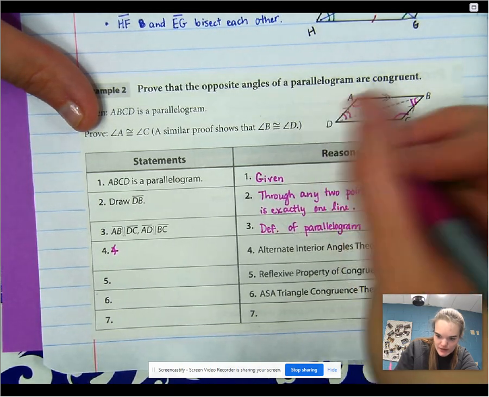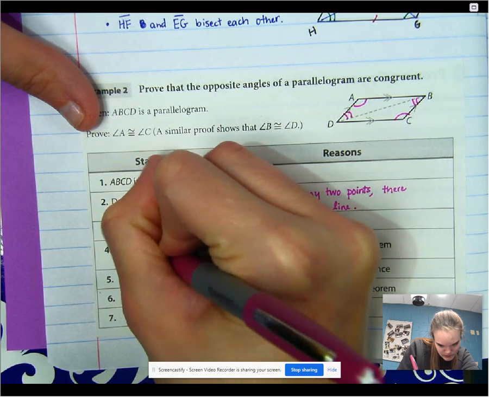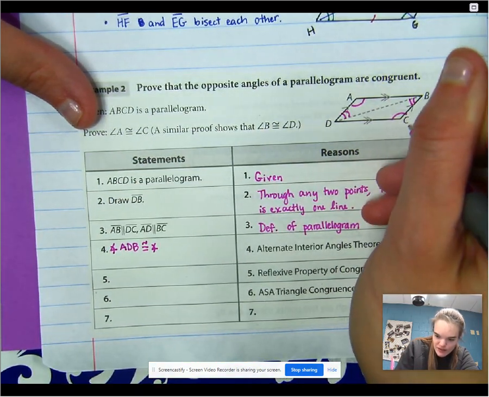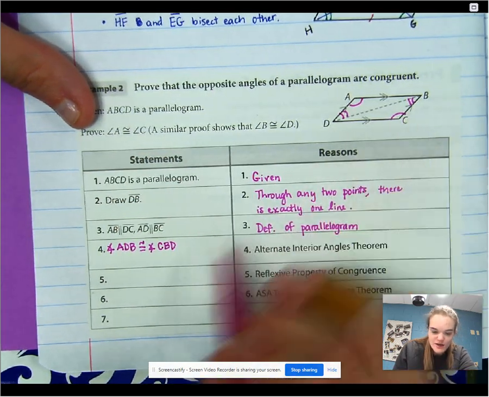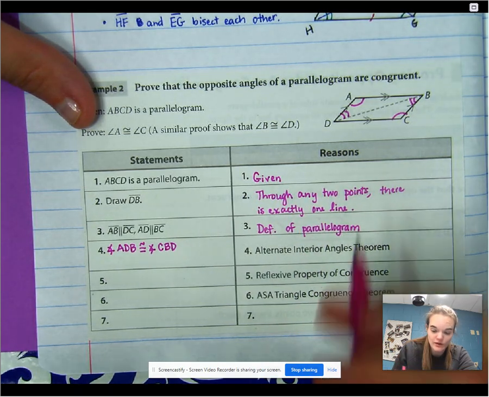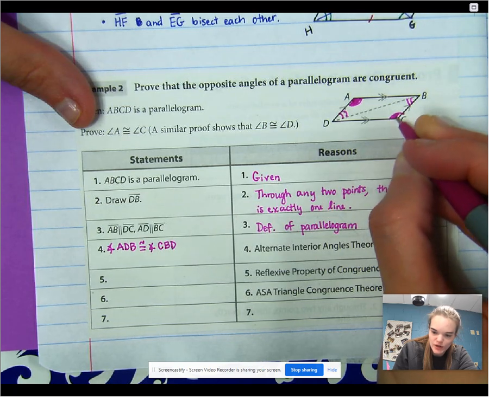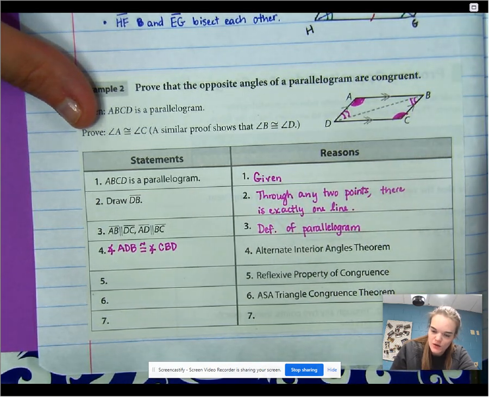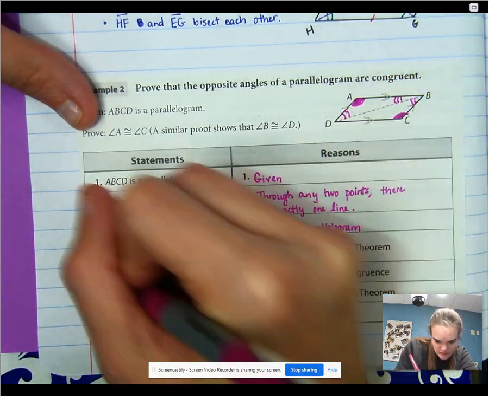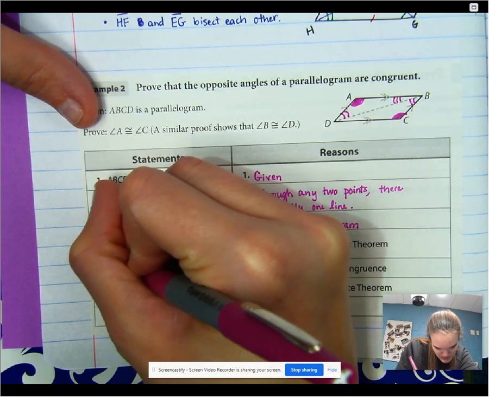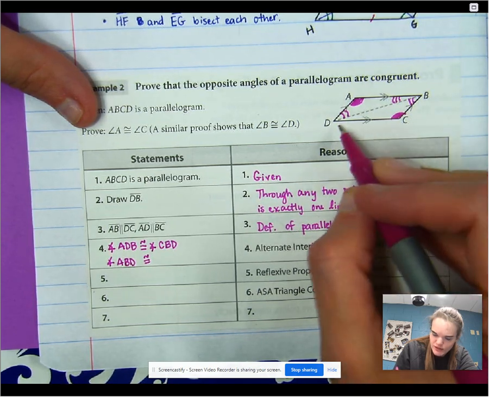Angle ADB is congruent to CBD because they're alternate interior. They did not give you a second blank. We need a second one of these. Remember, we don't actually know this yet. I just was showing you what we need, but we don't know that A is congruent to C yet. However, for the same reason, ABD is congruent to CDB.